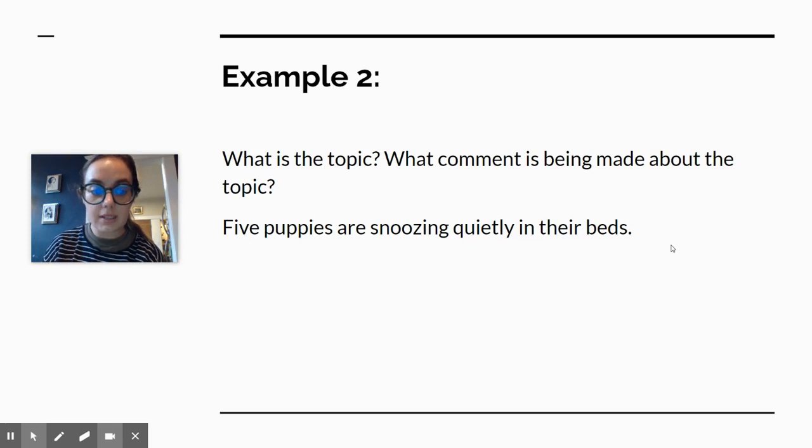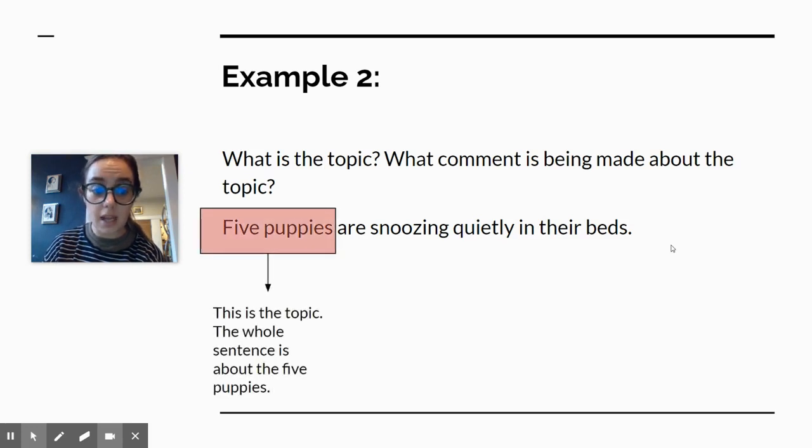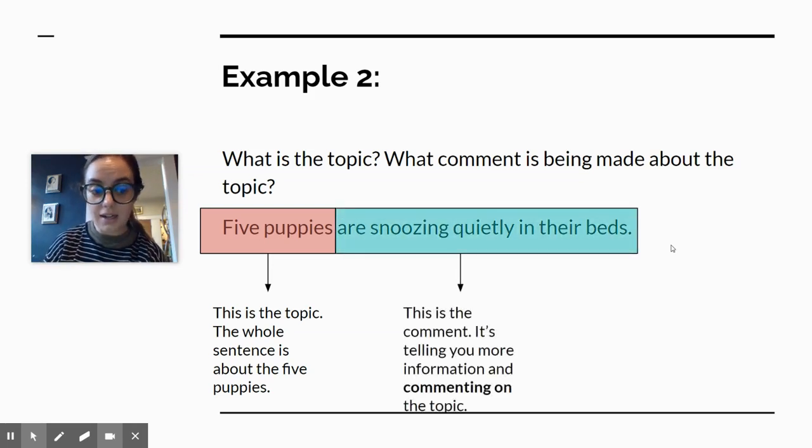So just like we said before, the topic is going to come first usually. So the whole sentence is about 5 puppies and what they're doing. And that right there is the comment. The comment tells you what the topic is doing, tells you more information about the topic. So 5 puppies, that's the topic of the sentence. The comment of the sentence is that they are snoozing quietly in their beds.